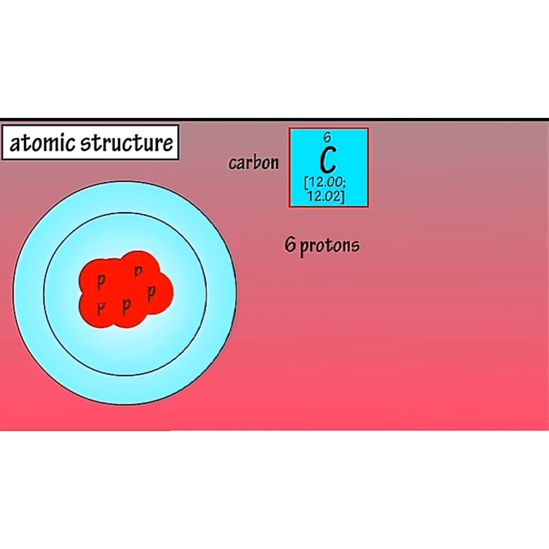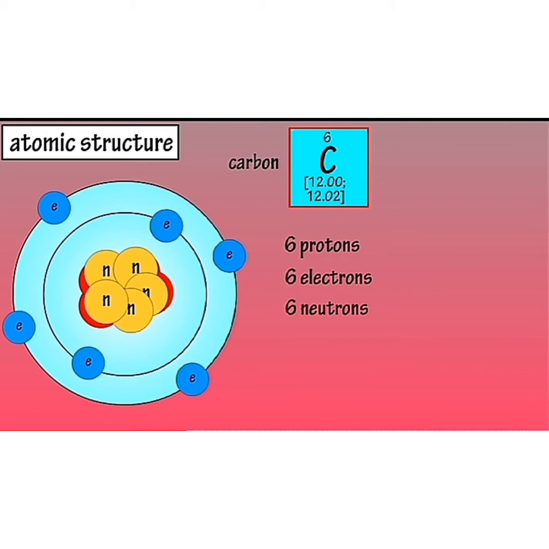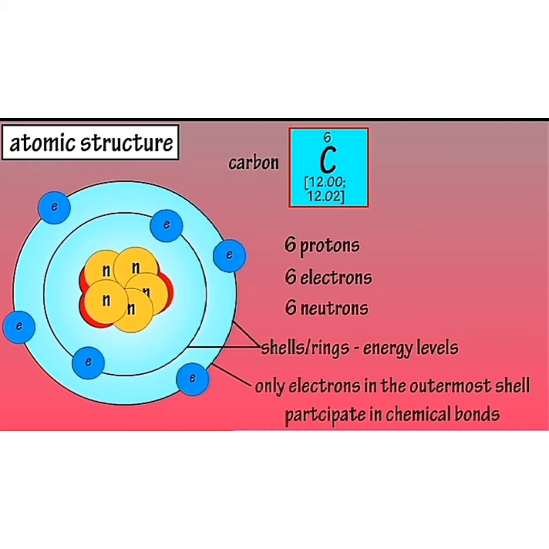If we look at a model of the element carbon, which has 6 protons, 6 electrons, and in most cases 6 neutrons, we can see the electrons in simple rings or shells surrounding the nucleus. Each shell represents a different energy level, and it can only hold a certain maximum number of electrons. In chemical reactions between atoms, only the electrons in the outermost shell participate in the resulting chemical bond.